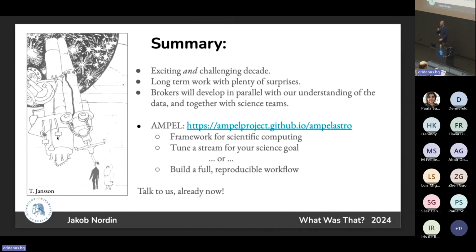So a summary. This will be a very exciting and challenging decade of real-time exploration. It is more a marathon than a sprint, and in actively working, I think the brokers will develop, the science teams will develop, and I think that will be fun and hard. So AMPEL is a framework for scientific computing. You can tune a stream for your scientific goal, or you can produce workflows. In any case, start talking to us and the broker teams. Start planning and trying out your workflows and your ideas.